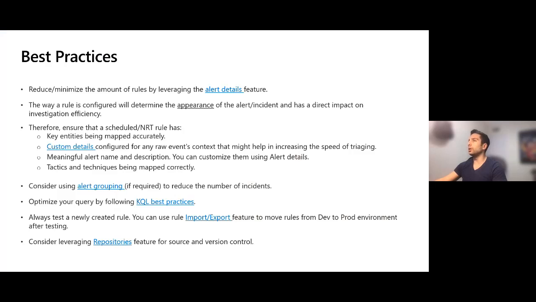So use NRTs when the use case is right and not use them always. Usually when we have a new ability, we'd like to use it whenever we can, but actually detecting fast is not always the right thing to do. So there are cases where scheduling a rule and waiting for 50 minutes will be the right thing to do and not using an NRT for that case.